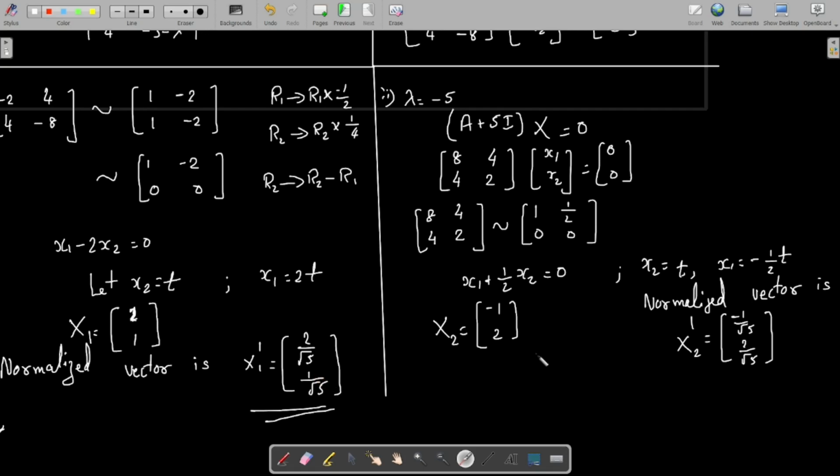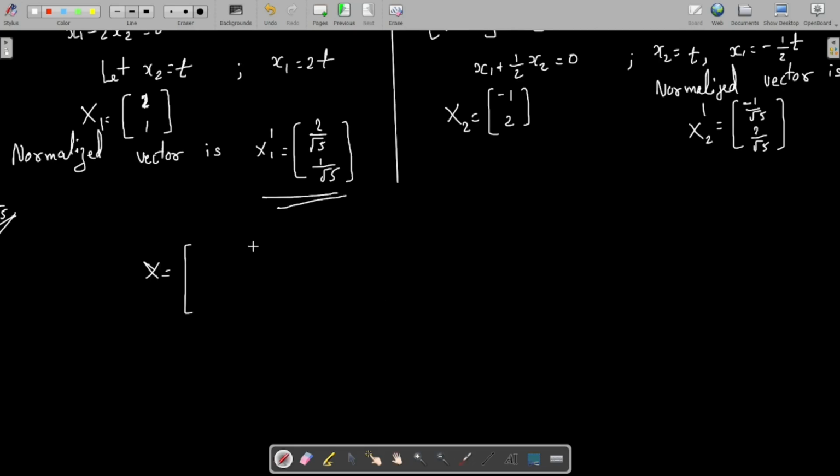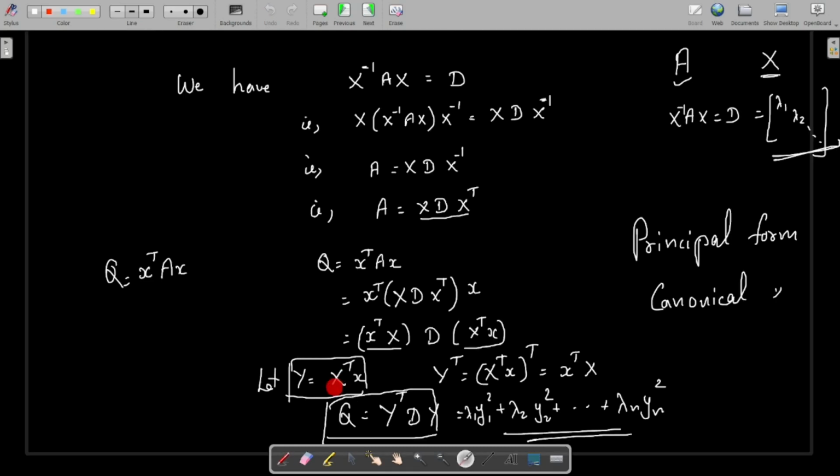And you may note that x1 dash and x2 dash are the normalized vectors now. And these are orthogonal because 2 by root 5 into minus 1 by root 5, that is minus 2 by 5, plus 2 by 5 becomes 0. So the vectors here are orthogonal. And we construct the matrix X with the column vectors x1 dash and x2 dash, that is X is equal to 2 by root 5, 1 by root 5 as the first column. Second column is minus 1 by root 5, 2 by root 5. Thus we constructed capital X.